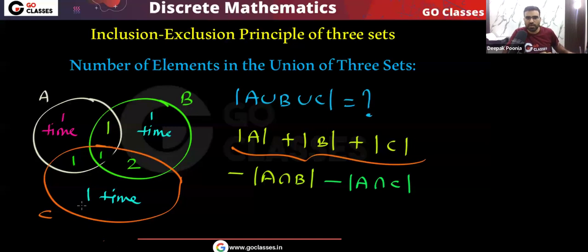Very simple. Okay, but still you can see that our answer is not perfect. Our formula is not perfect because still these elements I've counted two times. I need to count every element only one time.